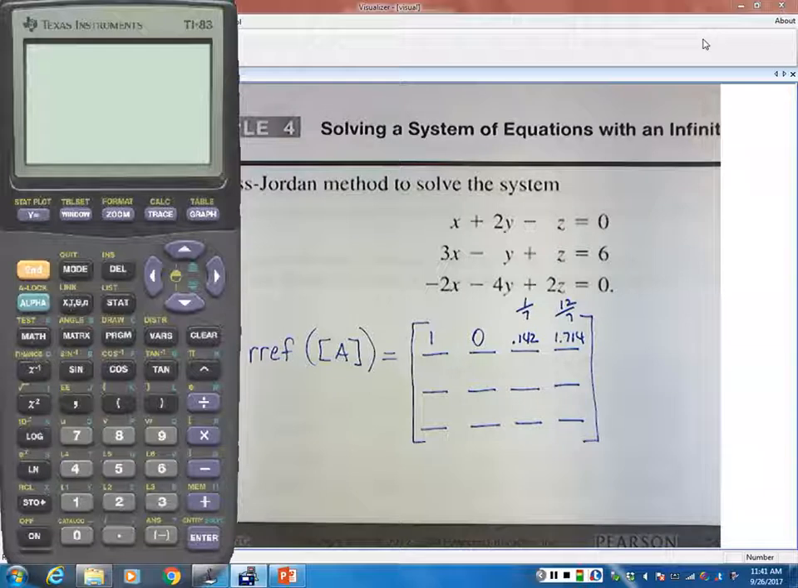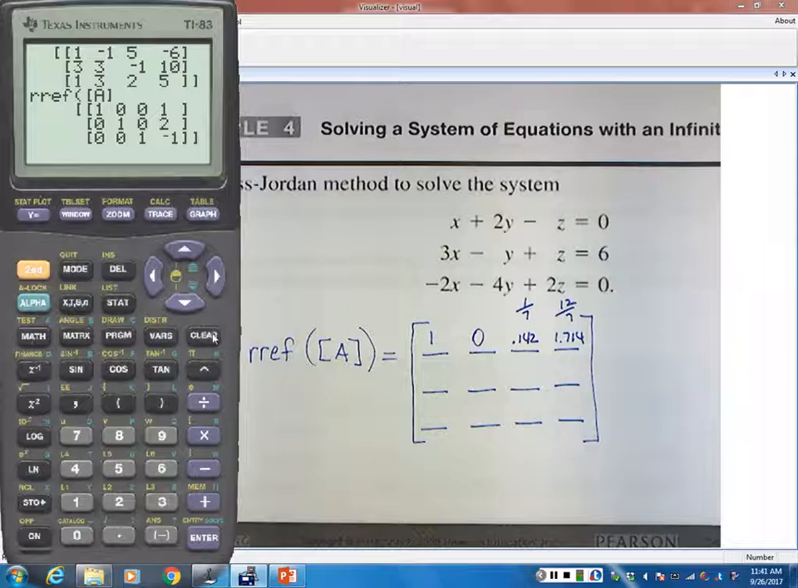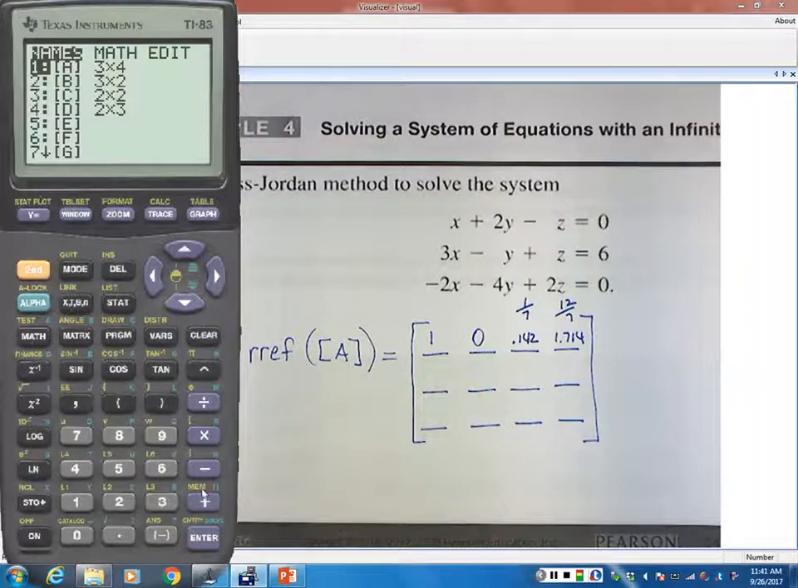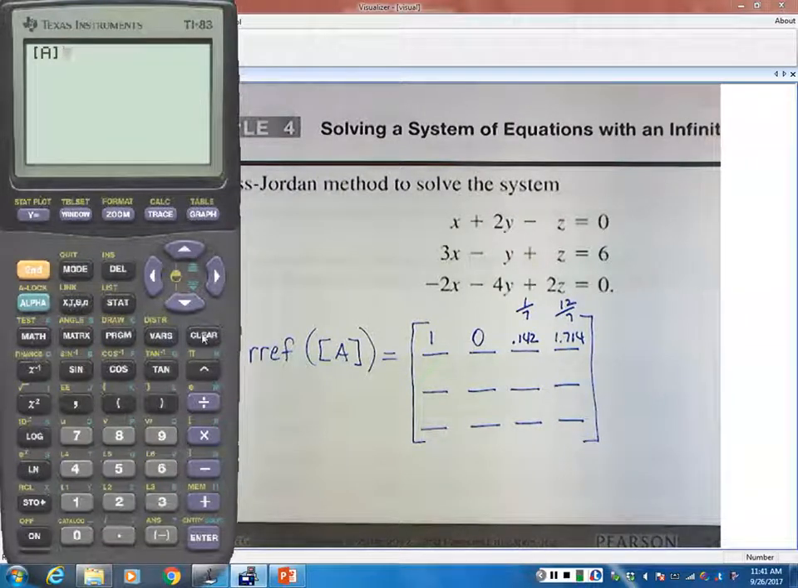Okay, let me show you a trick. That's why I wanted you to do it for yourself first. Then go back to matrix, clear. Matrix, over to edit, enter. And I have a 3x4 system, and it has 1, 2, -1, 3, -1, 1, 6.